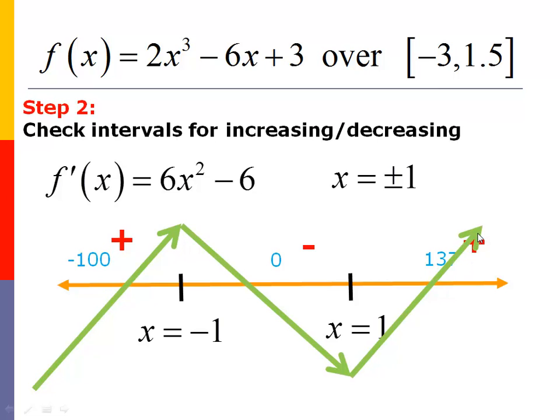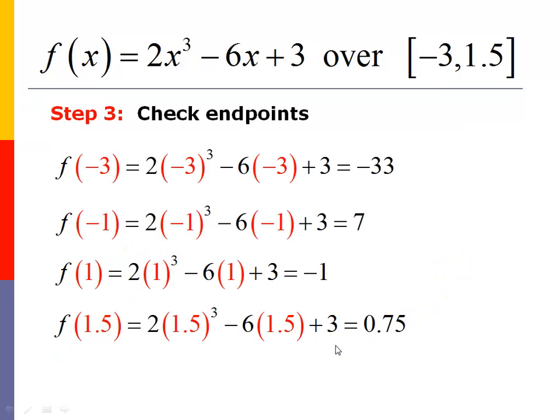So that means that at x equals -1, I've got a potential max, and at x equals 1, I've got a minimum. Whether it's an absolute maximum or a relative minimum, that's what we're going to find out. So step number 3: check my endpoints.